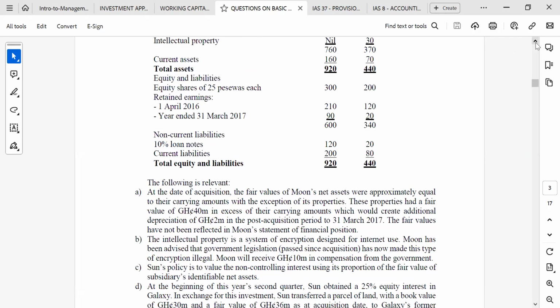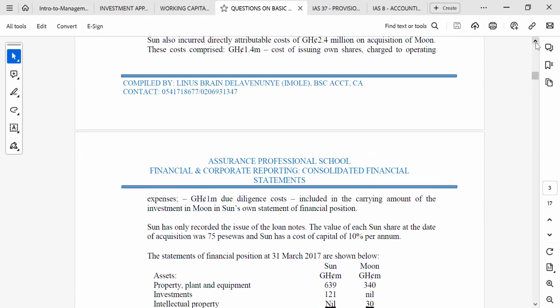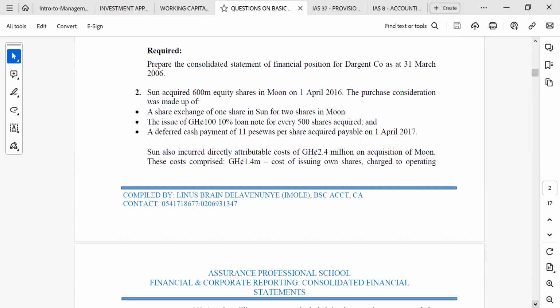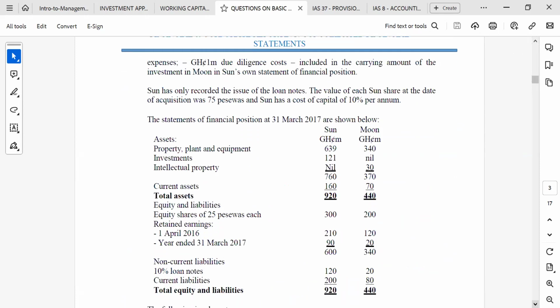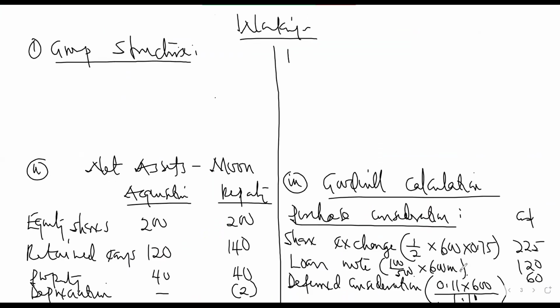We are receiving only 10 million from the government. But what is the value of the intellectual property in the books of Moon? 40. So we are receiving only 10 million from the government. It means that this intellectual property has been impaired by 20. And that 20 will be at reporting. So you bring your 20 here as impairment.